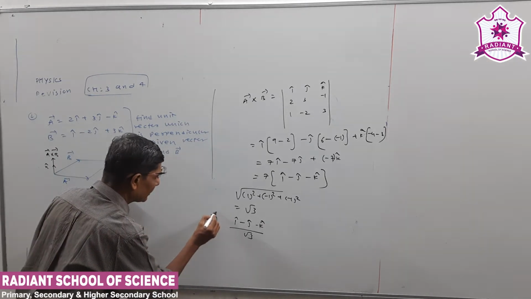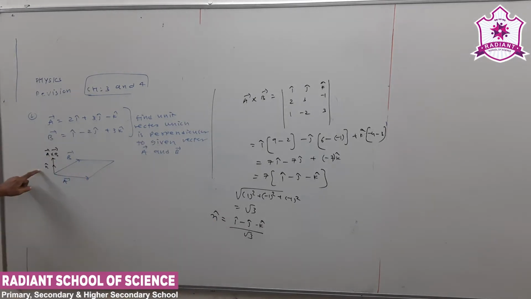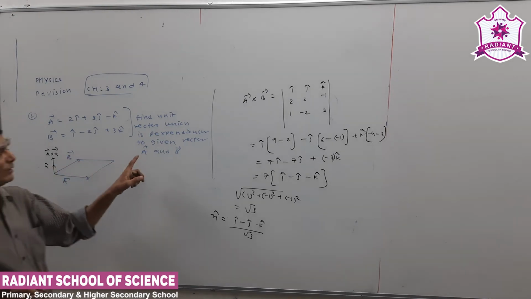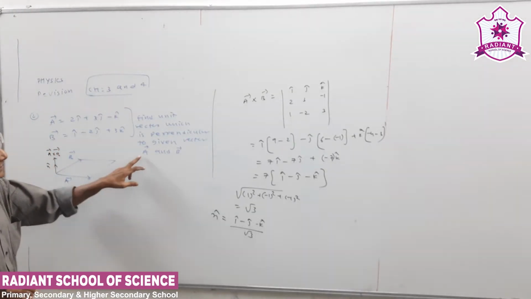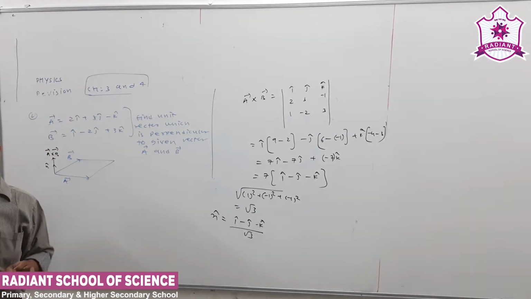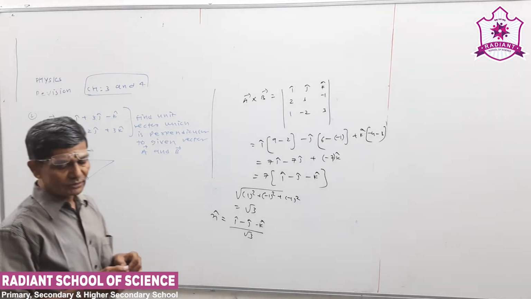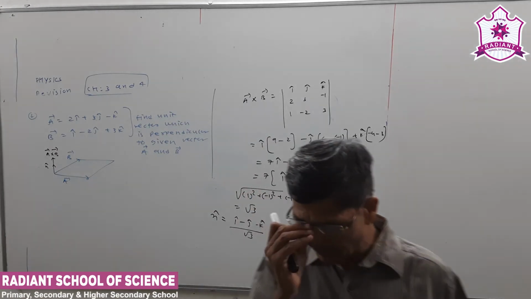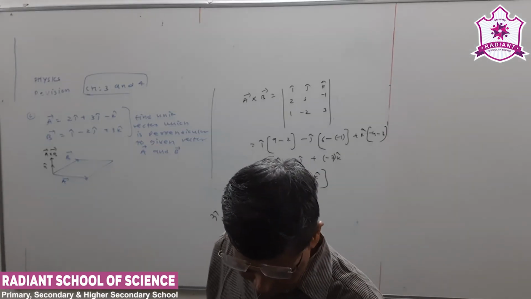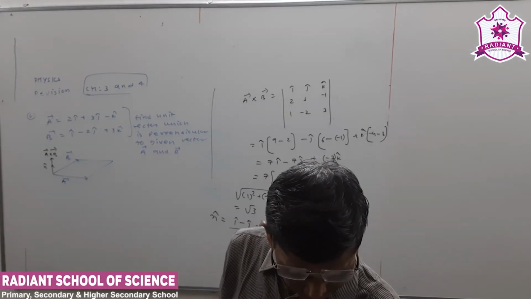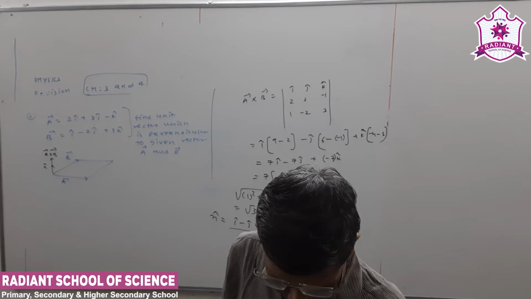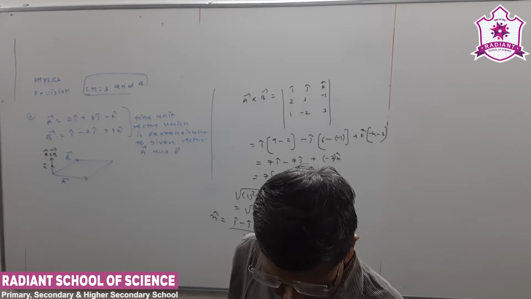See, that is nothing but our n caret. n caret is a unit vector which is perpendicular to both of the vectors given as A and B. So that is the property of the unit vector.